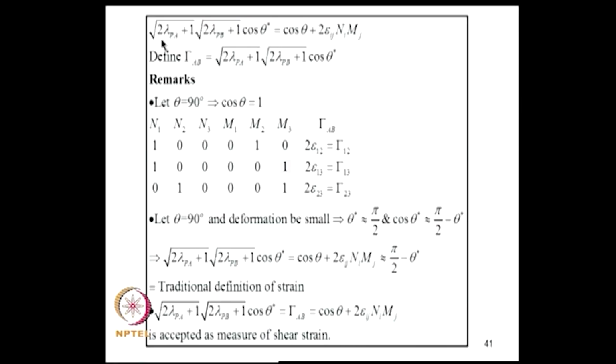Now, I define this quantity gamma AB as the shearing strain. So, why is that shearing strain? For example, if theta equals 90 degrees, that means the 2 line segments are at 90 degrees.